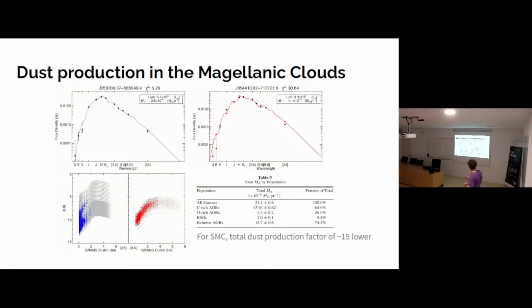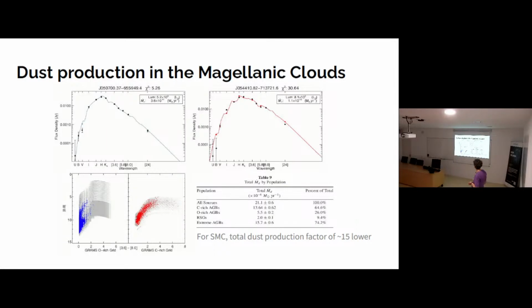Okay, so indeed that's what we did. So we added up. Here is an example for an oxygen-rich object, and this is a carbon-rich object. We found the best fitting SED from the grid in both cases, and here is also an overview of the stars that were fitted. So here are the oxygen-rich, and here are the carbon-rich stars that are fitted.